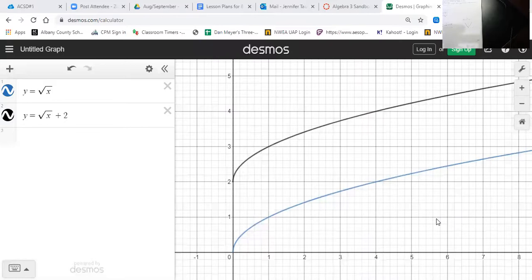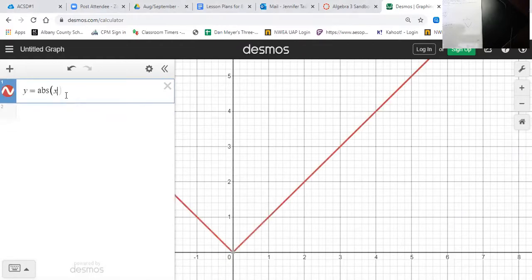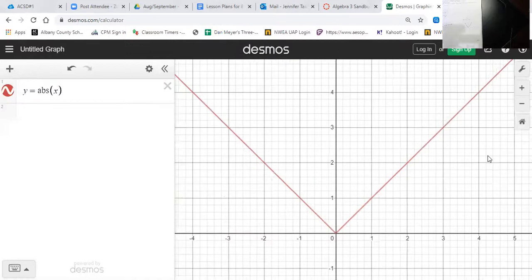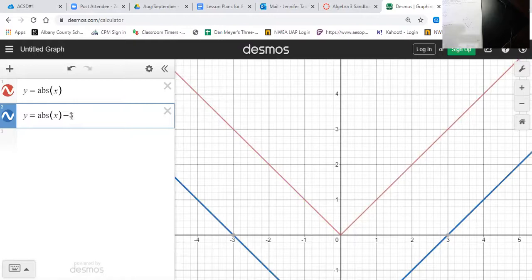All right, let's go back to Desmos and see what happens when I subtract 3. At this point, I'm really hoping you are seeing a pattern with what the -4 and the +2 did to the other two parent functions. Make a conjecture here and say, when I type in the absolute value of x, we know it looks like this. What do you think is going to happen when we type in the absolute value of x -3? Where do you think that vertex is going to go?